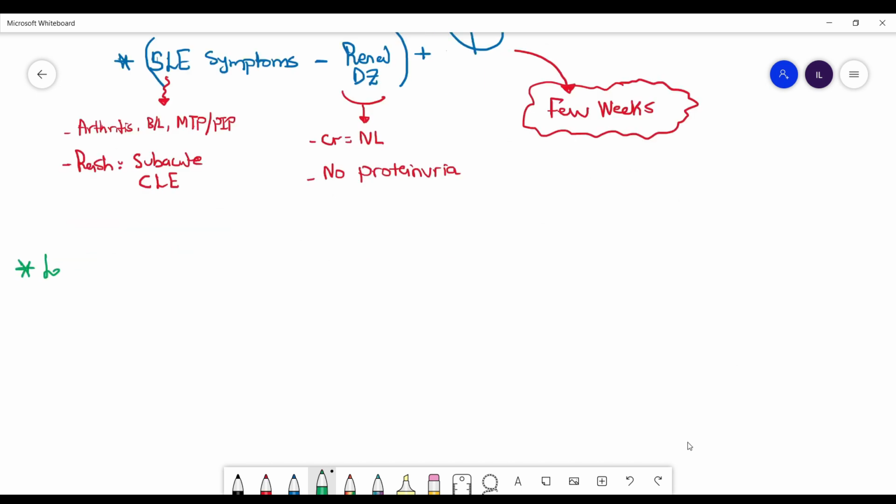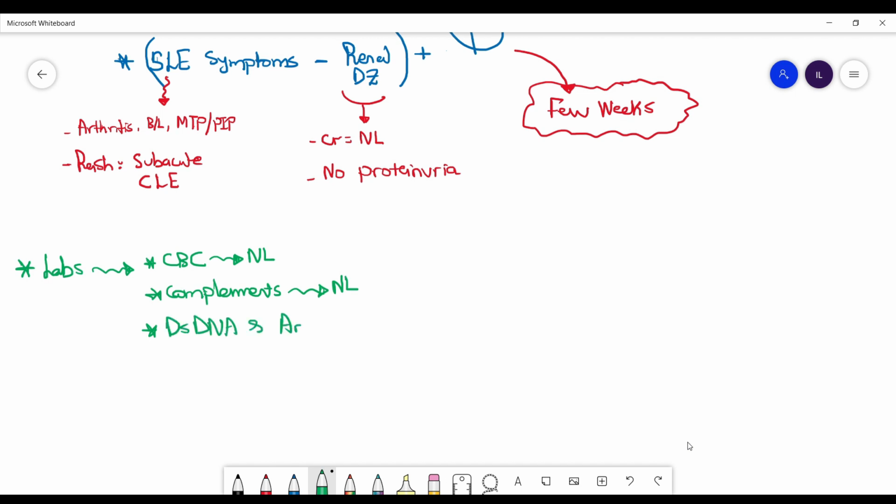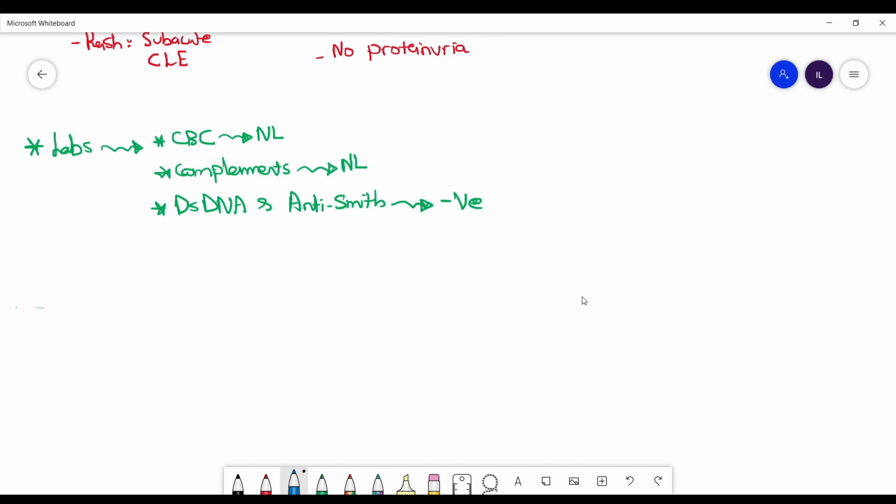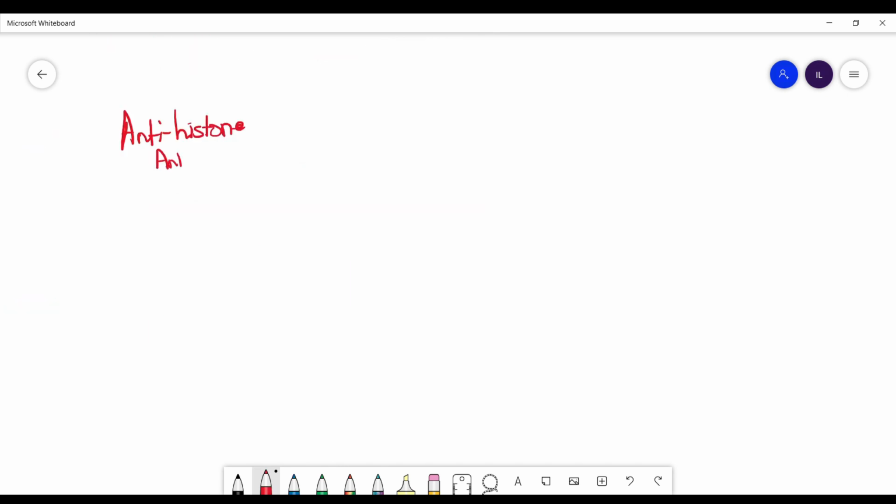Now, what about the labs? So CBC is going to be normal. Complements are going to be normal compared to SLE, as well as double-stranded DNA and anti-Smith antibodies, both are going to be negative. Now, the most important lab you want to check in patients with drug-induced lupus is antihistone antibodies.